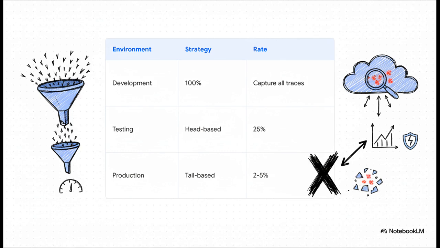You want to use intelligent sampling. A really powerful way to do this is called tail-based sampling. This means your system waits until a whole request is finished before it decides whether to keep the trace or not. Why is that so cool? Because it lets you keep 100% of the traces that have errors while only hanging on to a small slice, maybe 2 to 5% of the successful ones. You get all the important info without the massive bill.